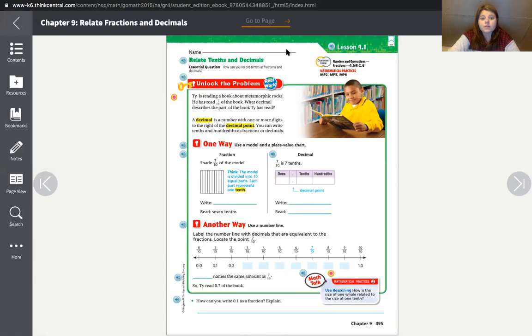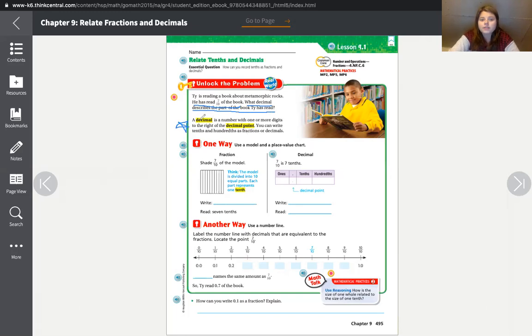There's more than one way that we're going to do it. But before we dive into that, I'm going to highlight my important information. We know that he read 7/10 of the book, and we want to know what decimal describes the part of the book Ty has read. I'm also going to star this whole paragraph because that whole thing is pretty important.